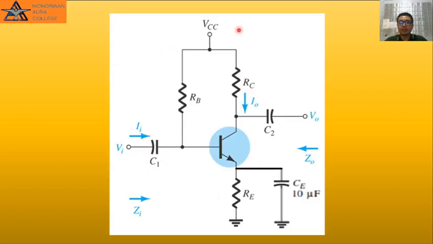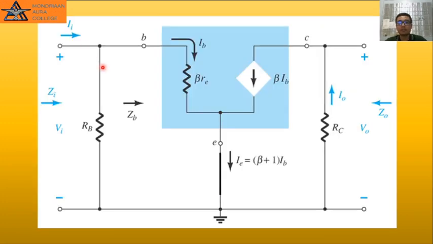Itong circuit na to, this is an emitter stabilized configuration, again using an NPN-BJT, but this time meron tayong bypass capacitor that is connected in parallel with your R sub E. Under DC analysis, wala namang magiging effect itong bypass capacitor natin kasi under DC conditions, all capacitors are considered to be open circuit. So, walang magiging epekto under DC. Sa AC, magkakaroon siya ng effect. Later on, makikita natin yung magiging effect niya.